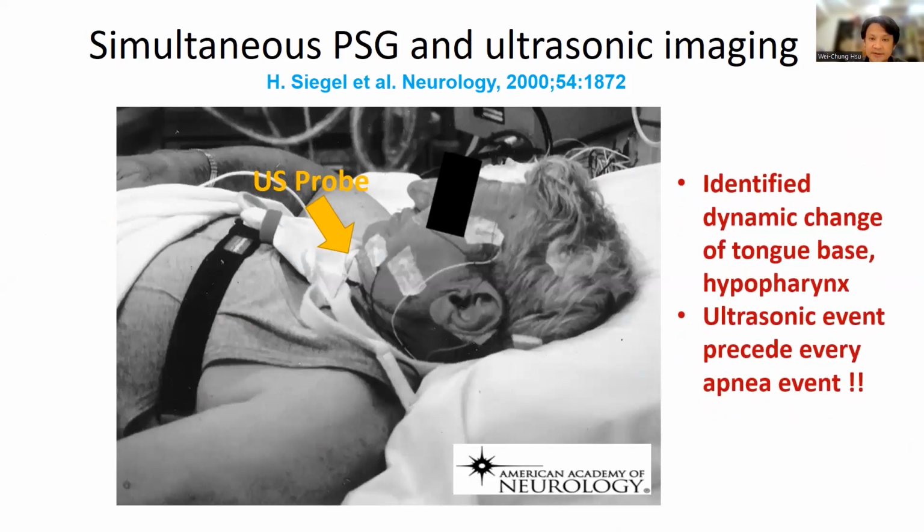The first report in the literature to use ultrasound for upper airway assessment in OSA patients was published at the American Academy of Neurology in 2000. The transducer is fixed at the submental area during sleep with simultaneous polysomnography recording. The posterior and inferior movement of the pharynx, tongue base, and hypopharynx could be visualized and recorded at the same time as the polysomnography demonstrated desaturation during sleep. And the ultrasound event always preceded every apnea event.